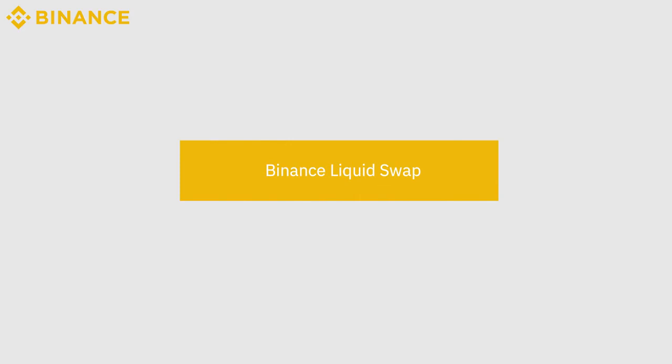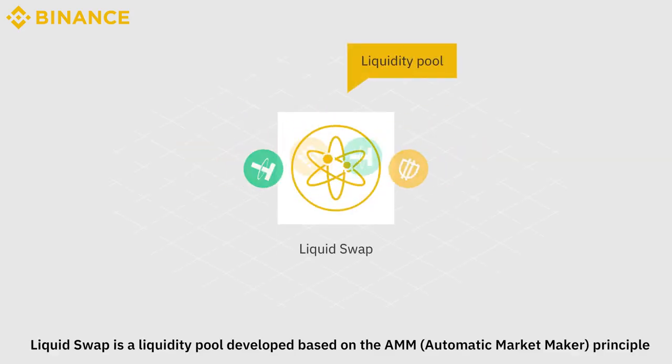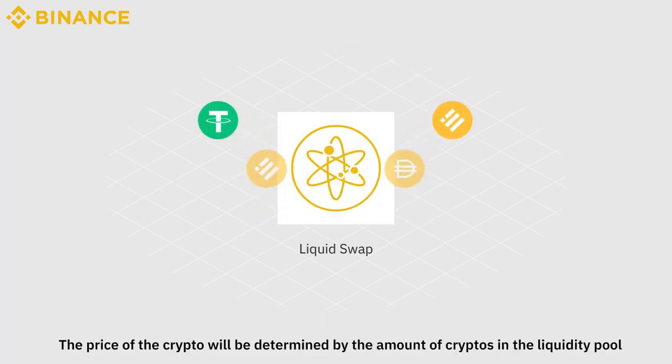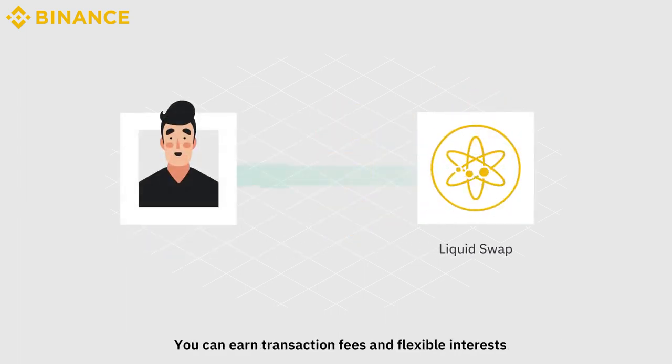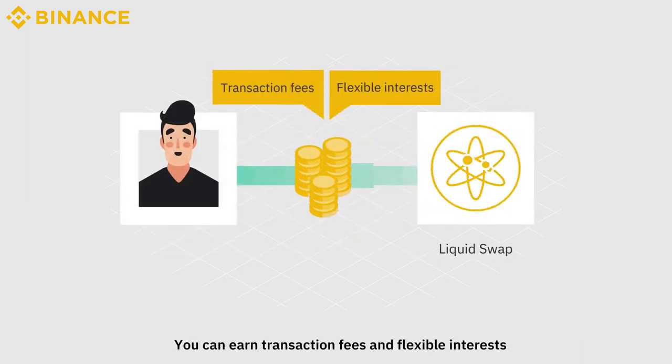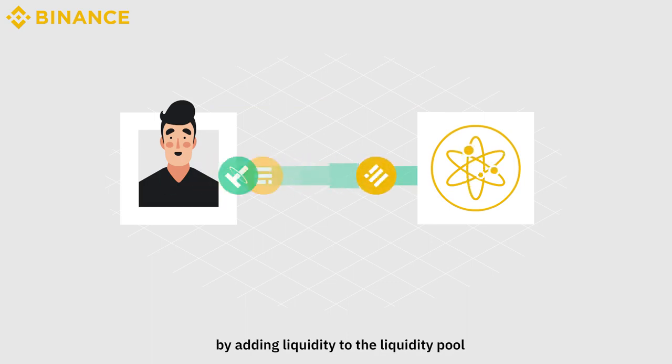Binance Liquid Swap. What is Liquid Swap? Liquid Swap is a liquidity pool developed based on the AMM principle. The price of the crypto will be determined by the amount of cryptos in the liquidity pool. You can earn transaction fees and flexible interest by adding liquidity to the liquidity pool.